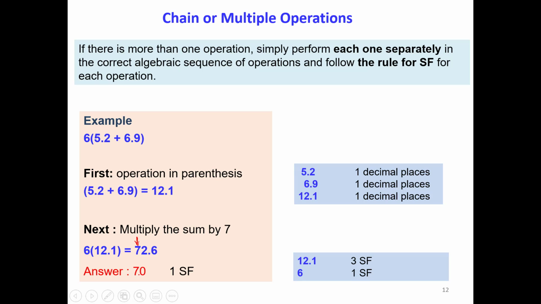In this case, we had 1 significant digit because we don't have an explicit decimal point here. Then we don't count this 0. Then in this case, the answer is 70.